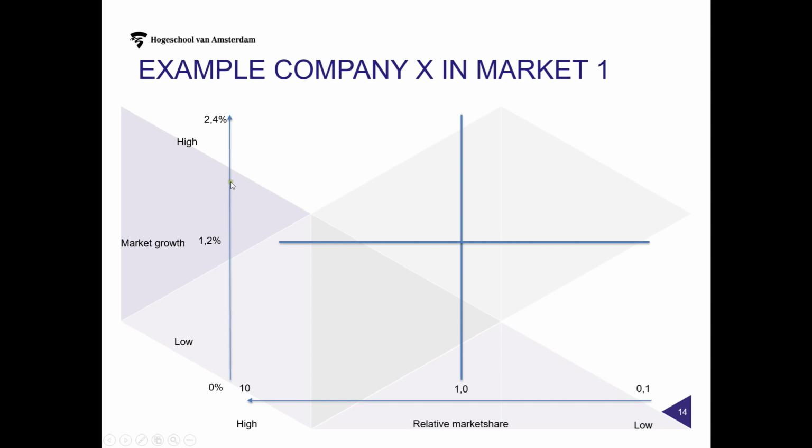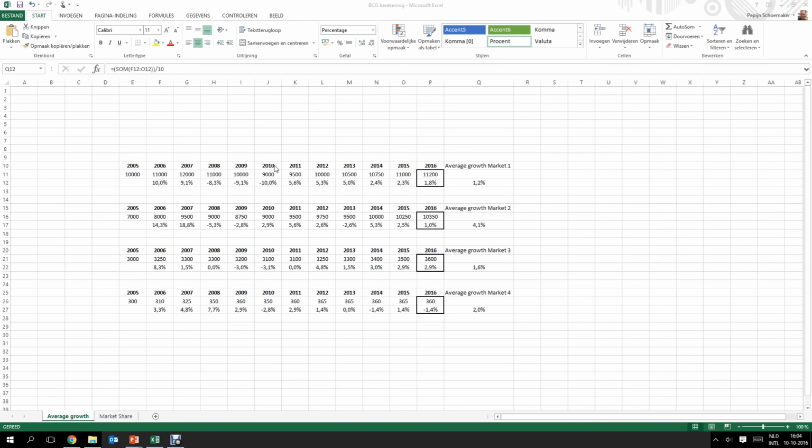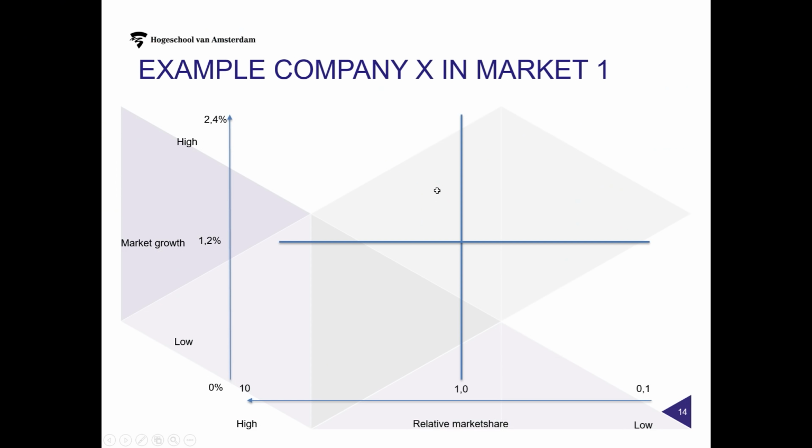Because are we in a low growing market or in a high or fast growing market? Let's have a look. Last year we had an increase of 1.8% in the market. So we fill in 1.8%, which is around here, and then we have this left side. So we know for sure that we are or a question mark or we are in the star business. One of the two. It's depending on our relative market share.